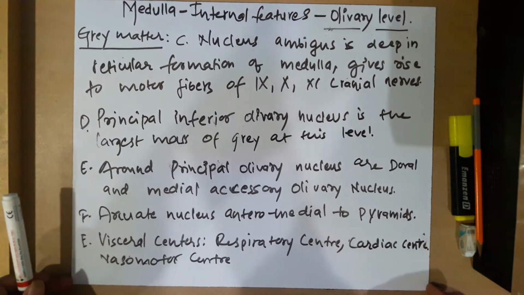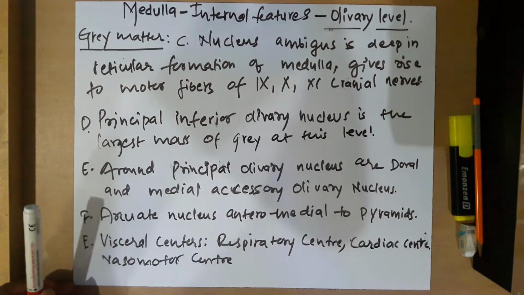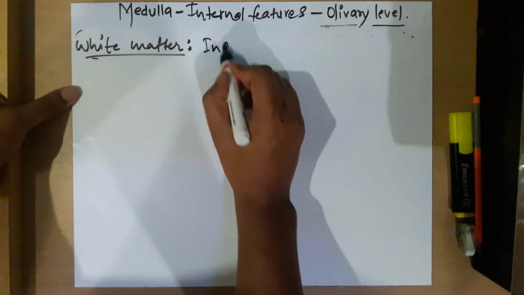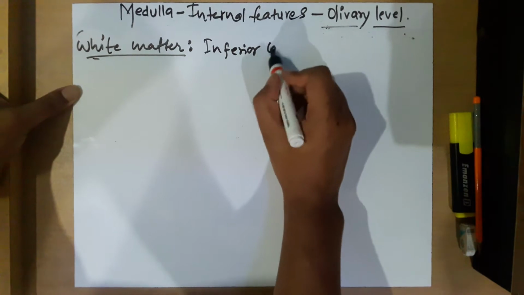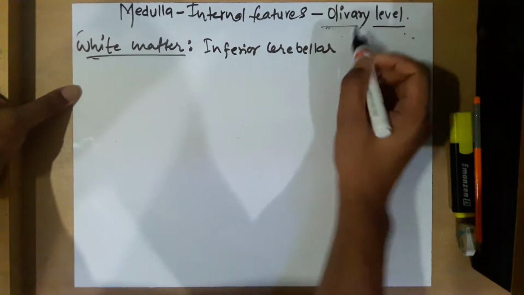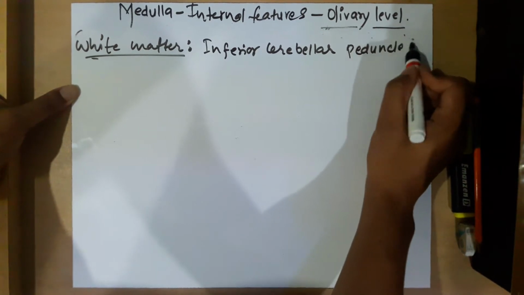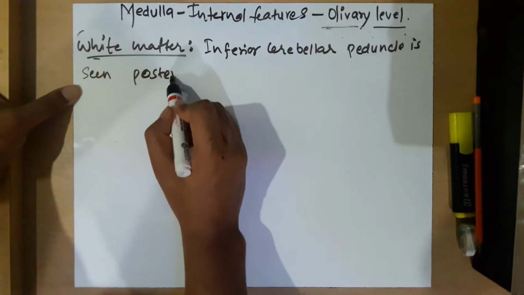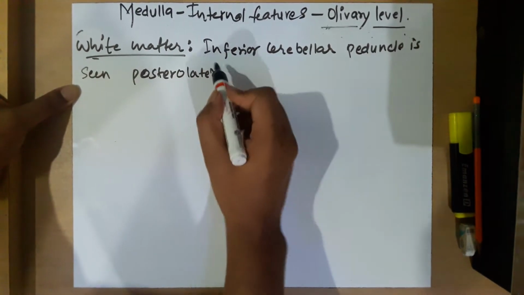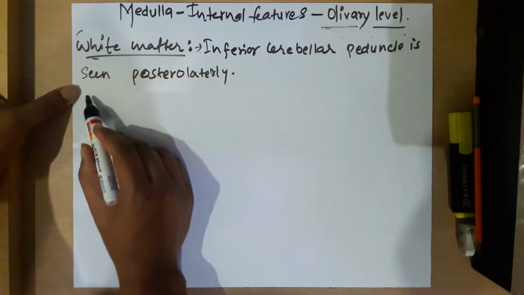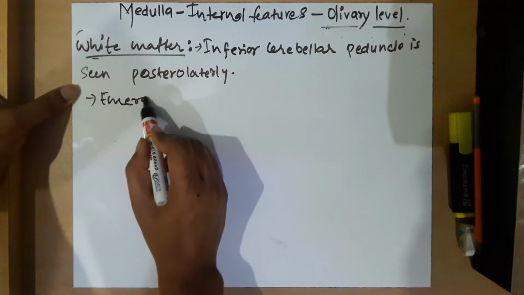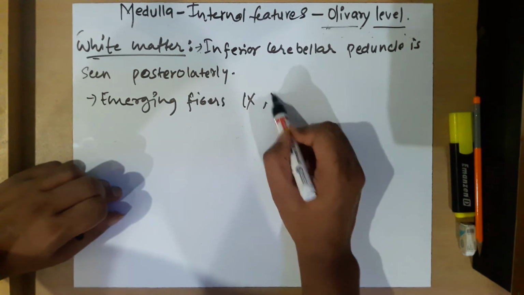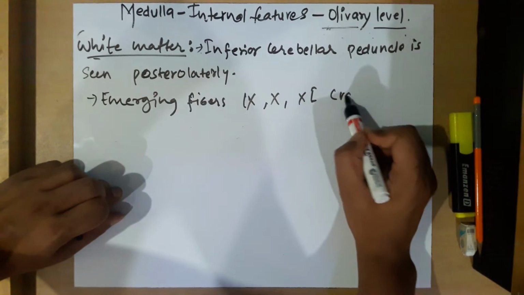Now let's come to the white matter, which is a relatively short topic. In the white matter, the inferior cerebellar peduncle is seen laterally. Then emerging fibers of the 9, 10 and 11 cranial nerves.